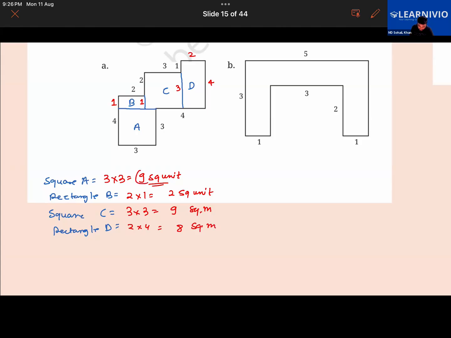Add all the area. 9 plus 2, 20. 20 plus 8, 28. Very good. So that is 28 square meter. Hope everyone has understood. Yes, much sir. That's good.